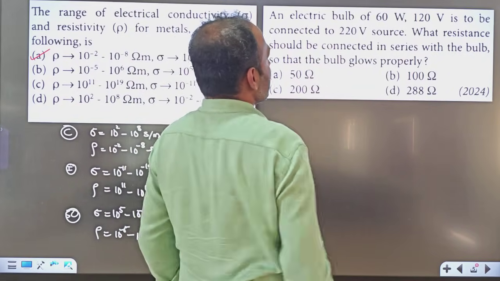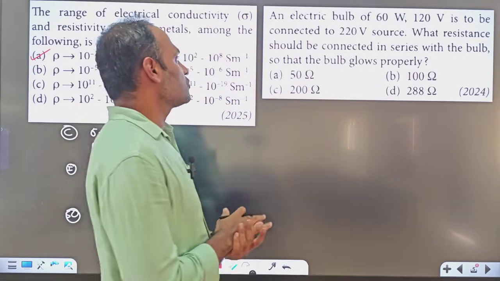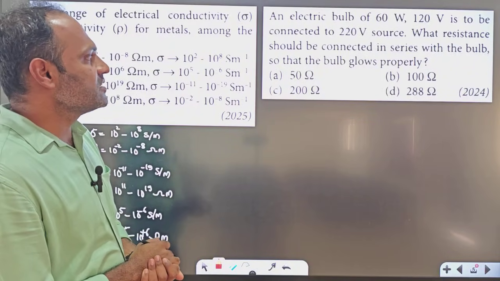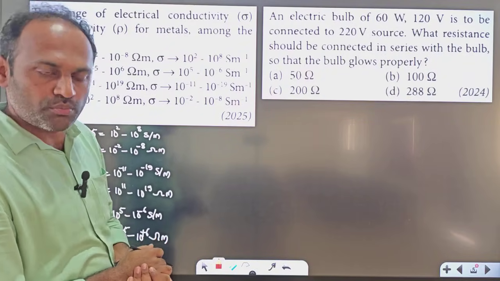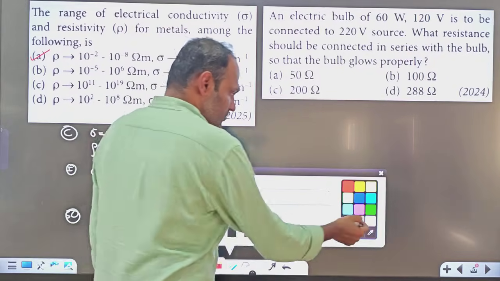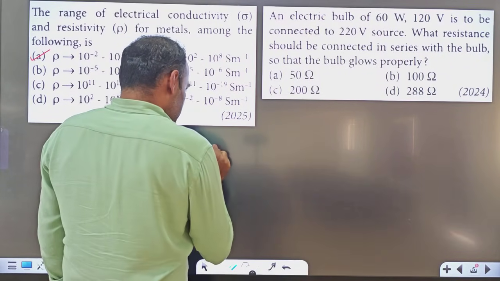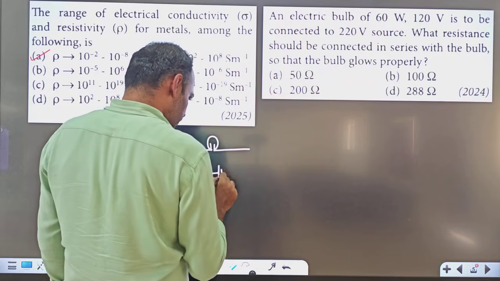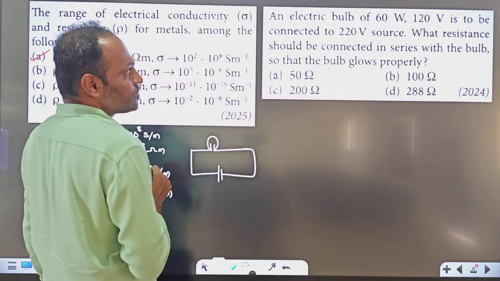Okay, next question. An electric bulb of 60 watt 120 volt is to be connected to a 220 volt source. What resistance should be connected in series with the bulb so that the bulb glows properly? Remember, we know there is a bulb connected here, so for this bulb we are connecting a battery. What are the ratings of this bulb?